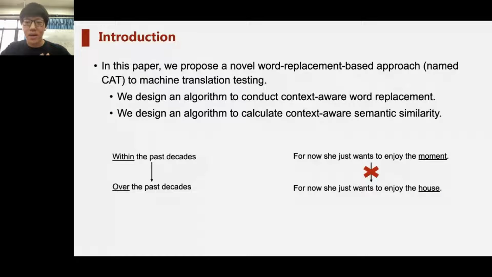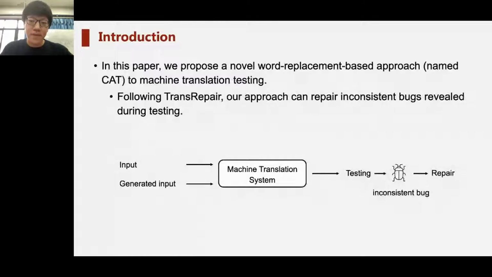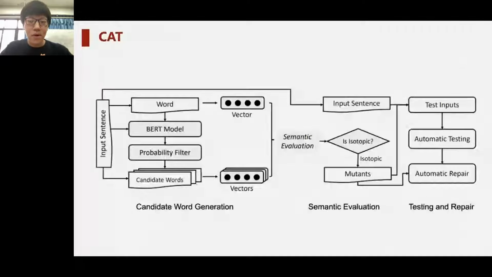We use this similarity to discard the word replacement that influences the semantics. Following a testing and repair approach, trans-repair, CAT can also test and further repair the inconsistency bugs. This is the overview of our approach.